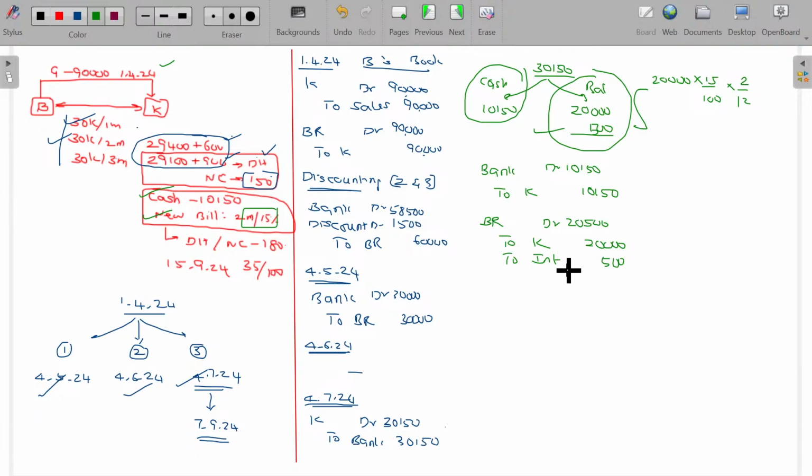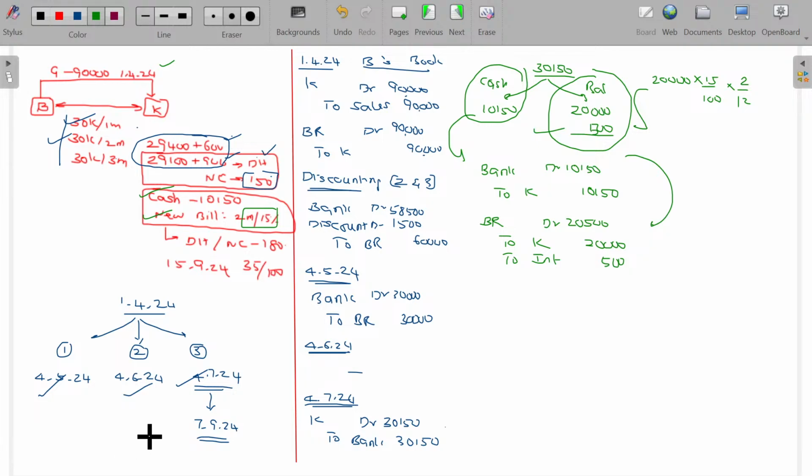Is that clear? So the entry for this as well as the entry for this. You can combine these two entries also, no problem. You can combine and post this as a single entry, bank account debit, BR account debit to K account, to interest. That's how you can combine these two entries also, no problem.